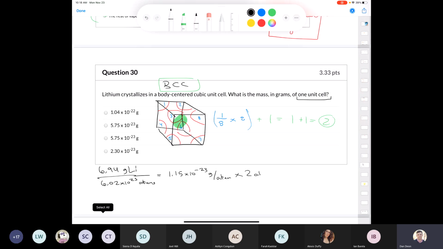And there's 2 atoms in the unit cell. When I multiply that by 2, I get 2.30 times 10 to the negative 23 grams. That's the mass of 1 unit cell for a body-centered cubic unit cell.